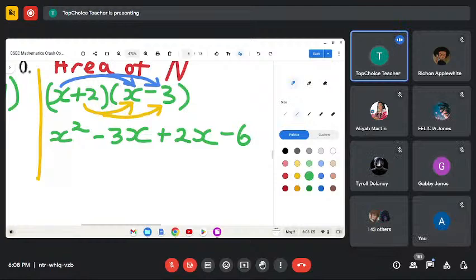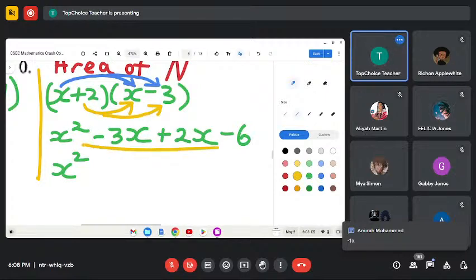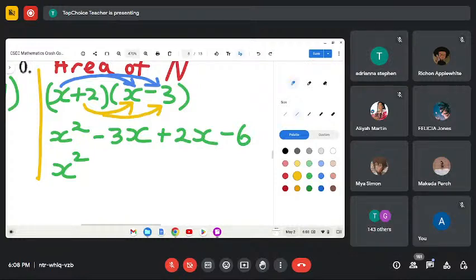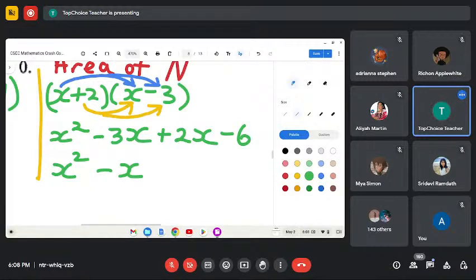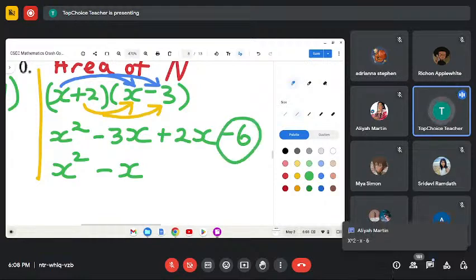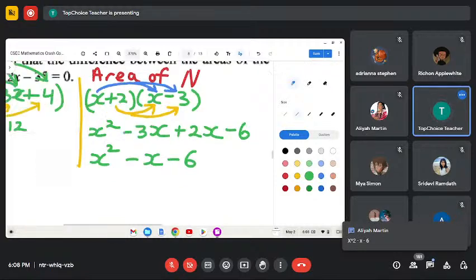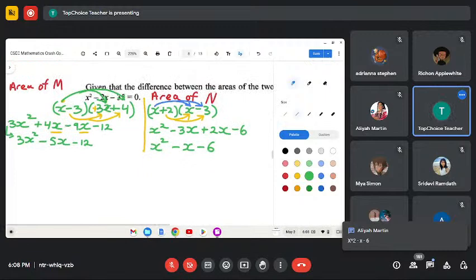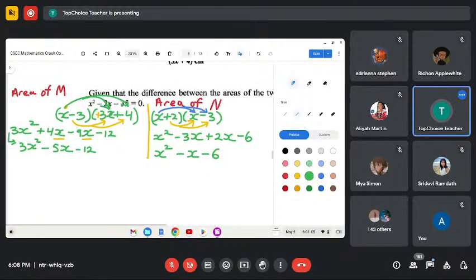Okay, so let me start off. You'll get the x squared. What is negative 3x add 2x? We need to simplify this. So minus x, negative 1. So it'll be negative x or negative 1x. Now, you don't necessarily need to put the 1. You could just put negative x, but you can put it if you desire. And you cannot forget to write back the negative 6 here. So we have the areas of both shapes.